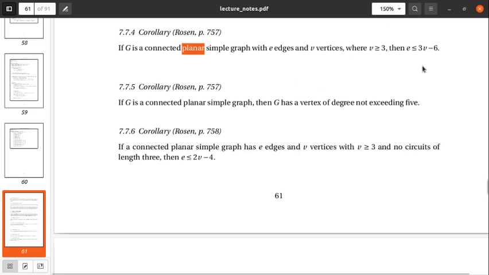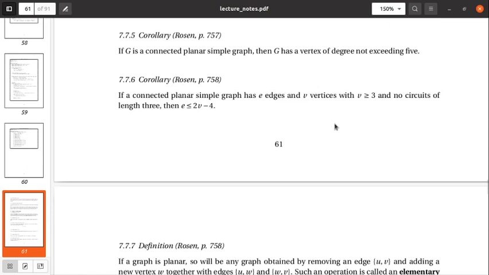It's interesting to think that now we're starting to have these restrictions on the number of edges that we can have in proportion to the number of vertices, and that's because of the planar condition. If you have too many edges, eventually one of them is going to have to cross. And so this gives us the conditions that have to be satisfied in order for it to still be a planar simple graph.